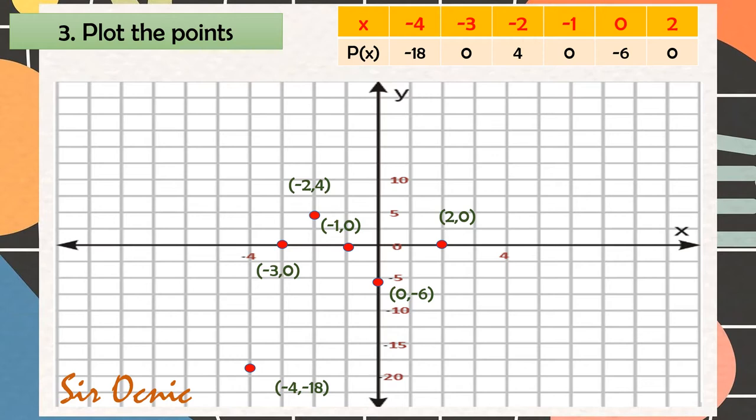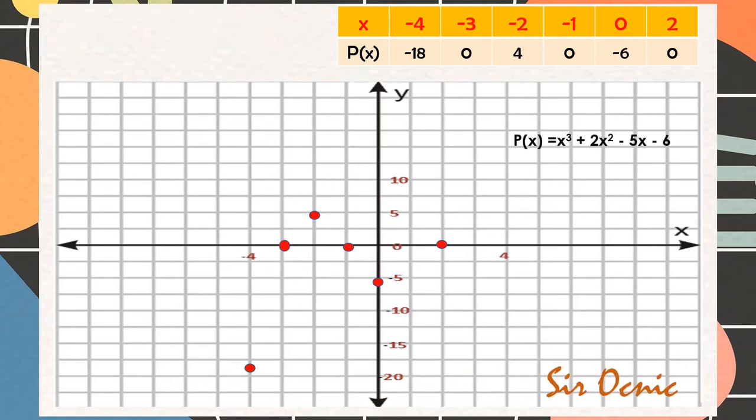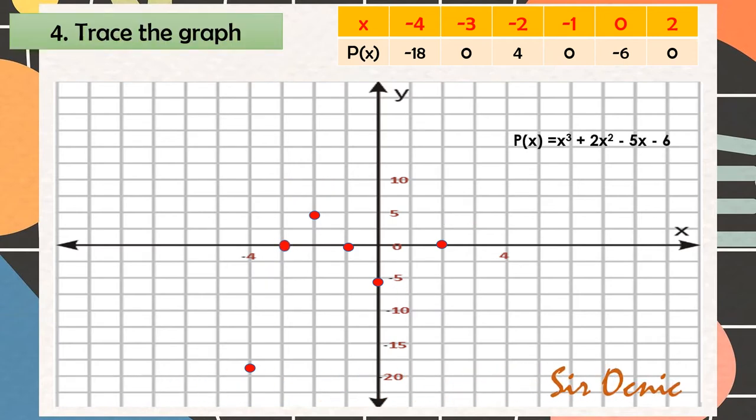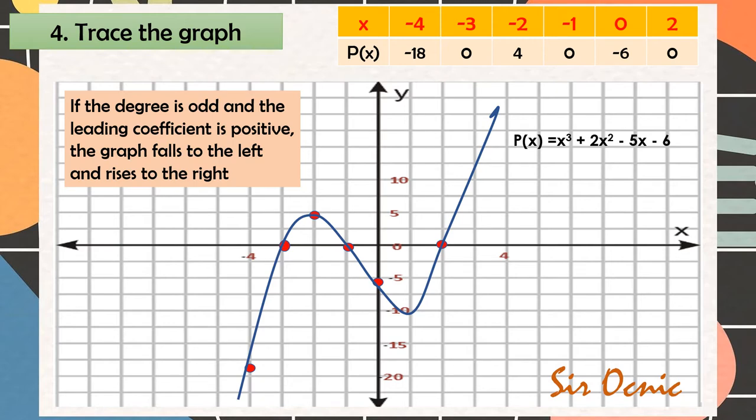The last step is to trace the graph smoothly. This is now the graph of p of x equals x cubed plus 2x squared minus 5x minus 6. Based on the end behavior, if the degree is odd and the leading coefficient is positive, the graph falls to the left and rises to the right.